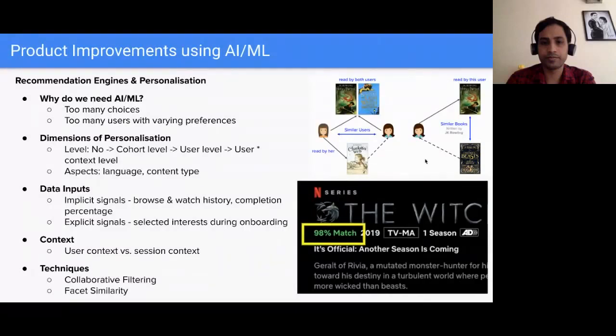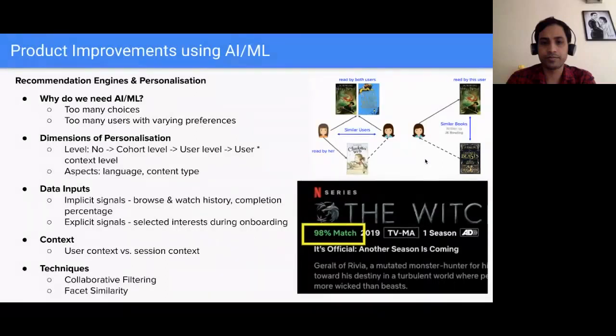When you start off at any platform like Netflix, it's the same content, the same homepage, for everyone. But over a period of time, they realize that it's not working. You might like that content, but I might not. So you go to the next level of personalization, from zero personalization to cohort level personalization, where you don't personalize per user, but say for Indian customers I'll do this, for US customers I'll do this. So you're looking at a user cohort.